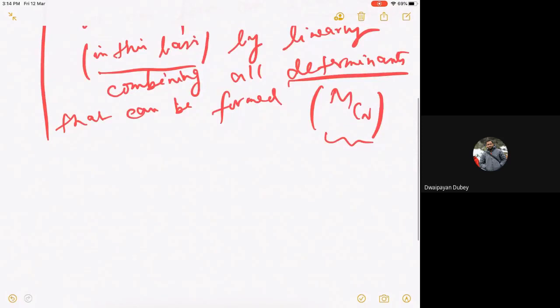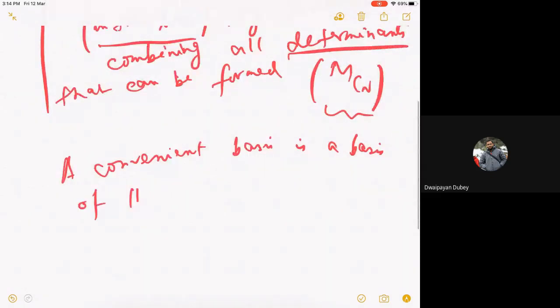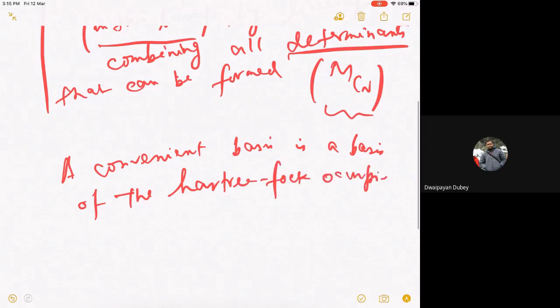So a convenient m-dimensional basis is a basis of the Hartree-Fock occupied orbitals plus all virtual orbitals.